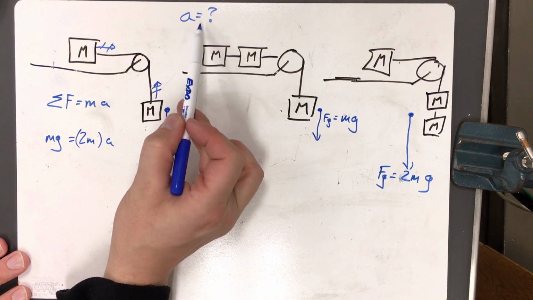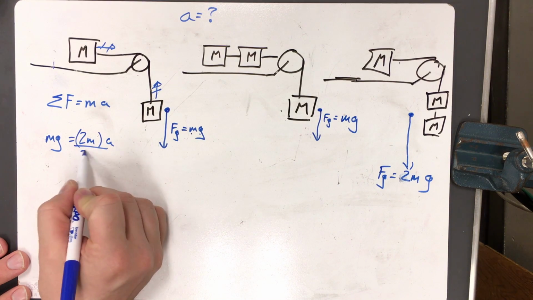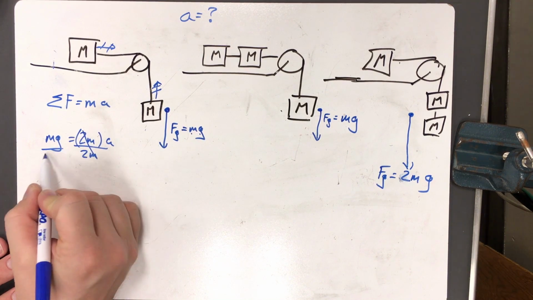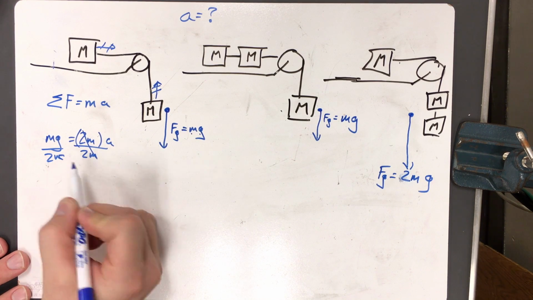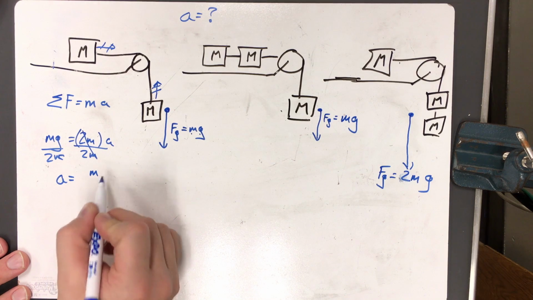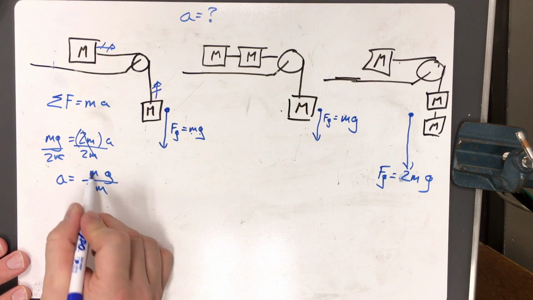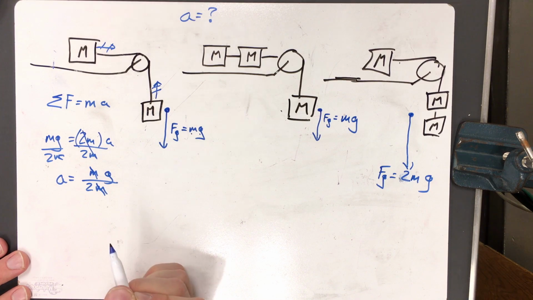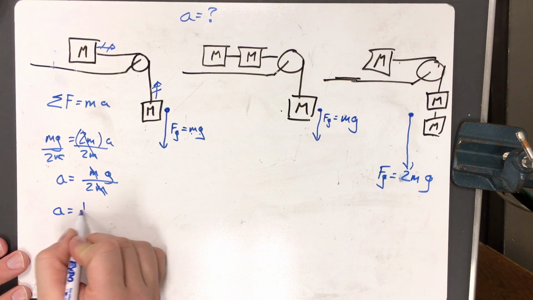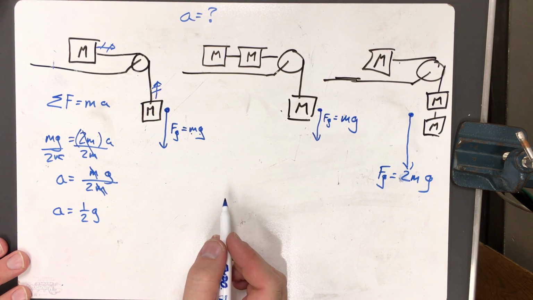Now, since this question was all about what is acceleration, how do we solve for acceleration? Divide both sides by 2m. All right, you see that? And if I clean this up a little bit, you'll see that it's m times g over 2m. What do the m's do? Cancel out, and what we're left with is the acceleration of 1/2 the acceleration due to gravity. Okay? We repeat that process for this one.